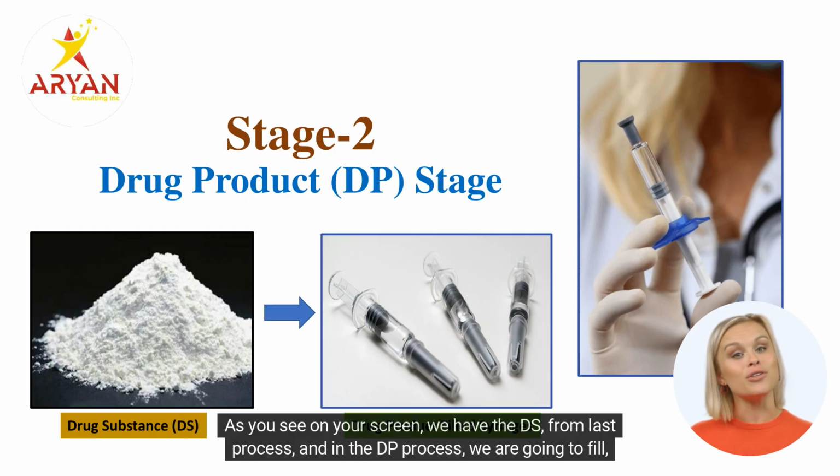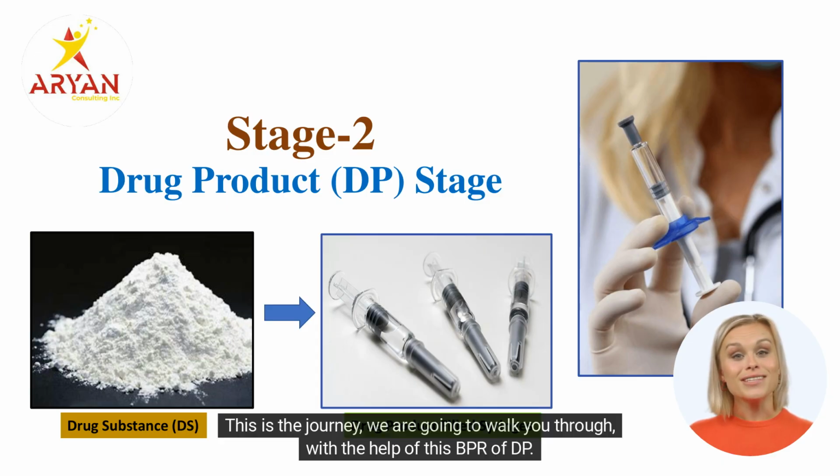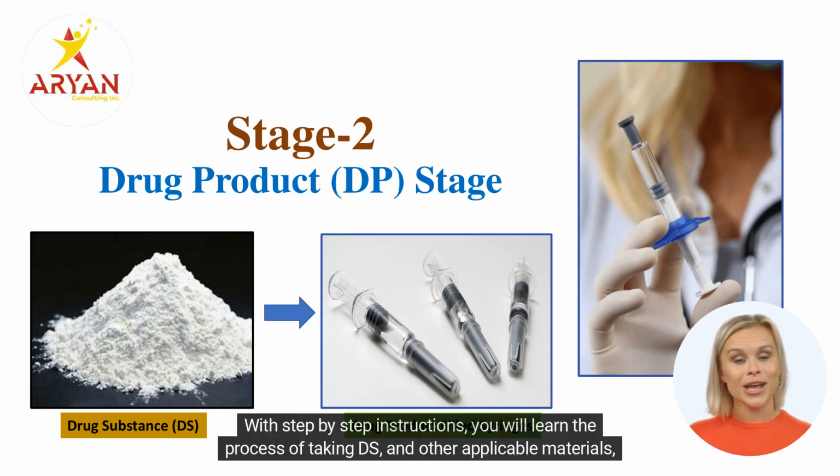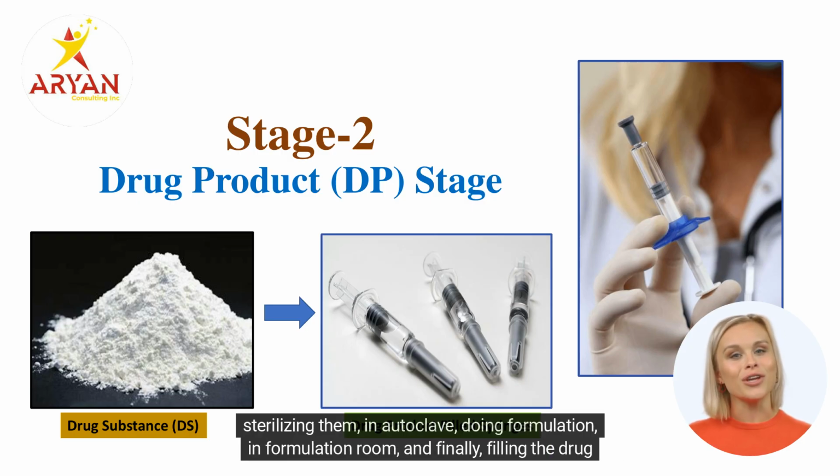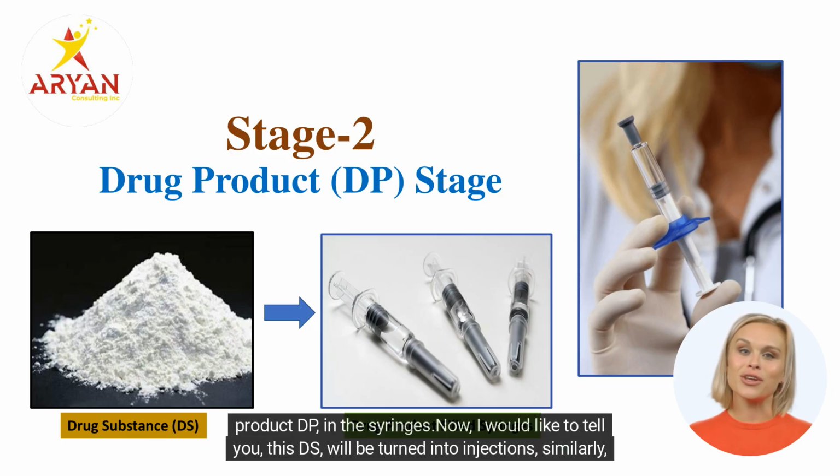As you see on your screen, we have the DS from last process, and in the DP process, we are going to fill drug in syringes. This is the journey we are going to walk you through with the help of this BPR of DP. With step-by-step instructions, you will learn the process of taking DS and other applicable materials, sterilizing them in autoclave, doing formulation in formulation room, and finally, filling the drug product DP in the syringes.